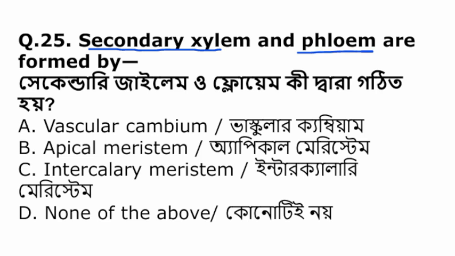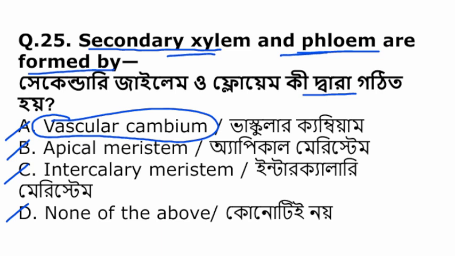Secondary xylem and phloem are formed by. Secondary xylem আর phloem কি দ্বারা গঠিত হয়? Vascular cambium, apical meristem, intercalary meristem, or none of the above. So secondary xylem and phloem are formed by vascular cambium. Vascular cambium is a part of lateral meristem, যেটা secondary xylem and secondary phloem তৈরি করে.